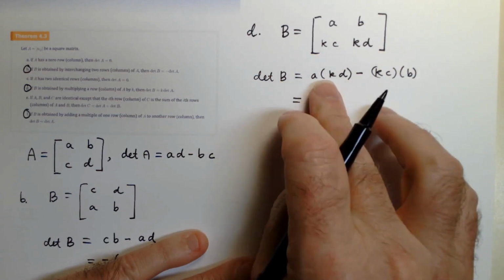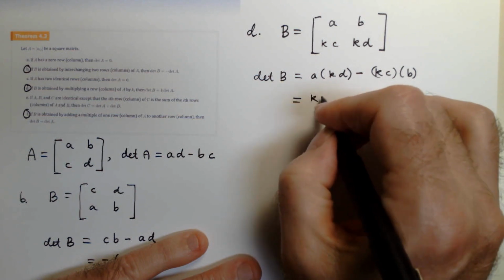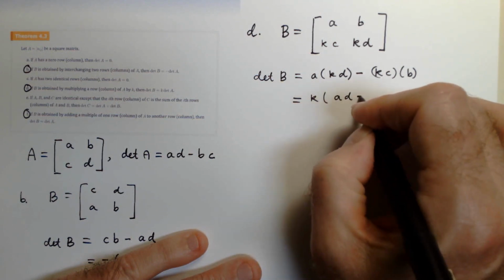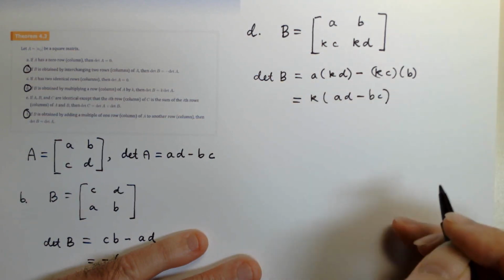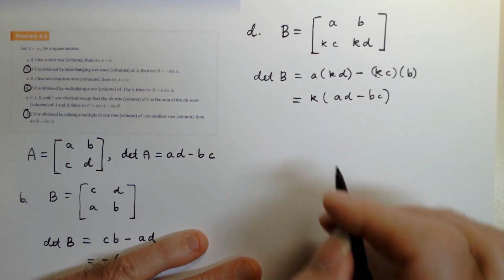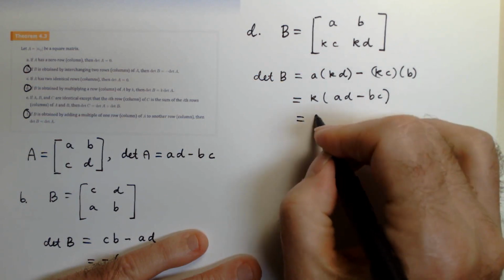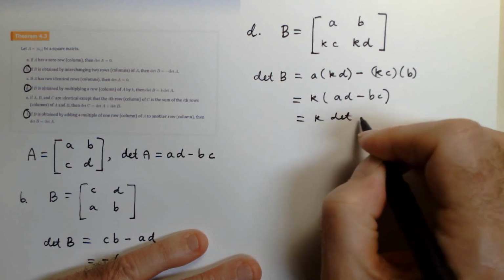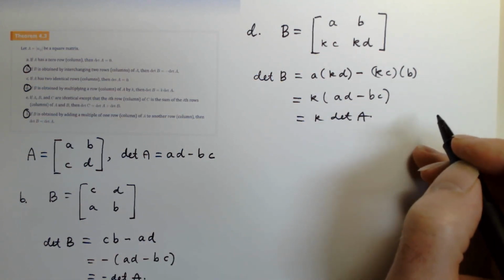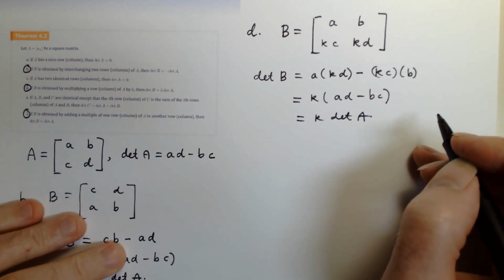Now in this case I can factor out a common k, and I'll have AD minus BC multiplied by k. But AD minus BC is the determinant of A, so this is k times the determinant of A, and we're done. And that's how we prove property D.